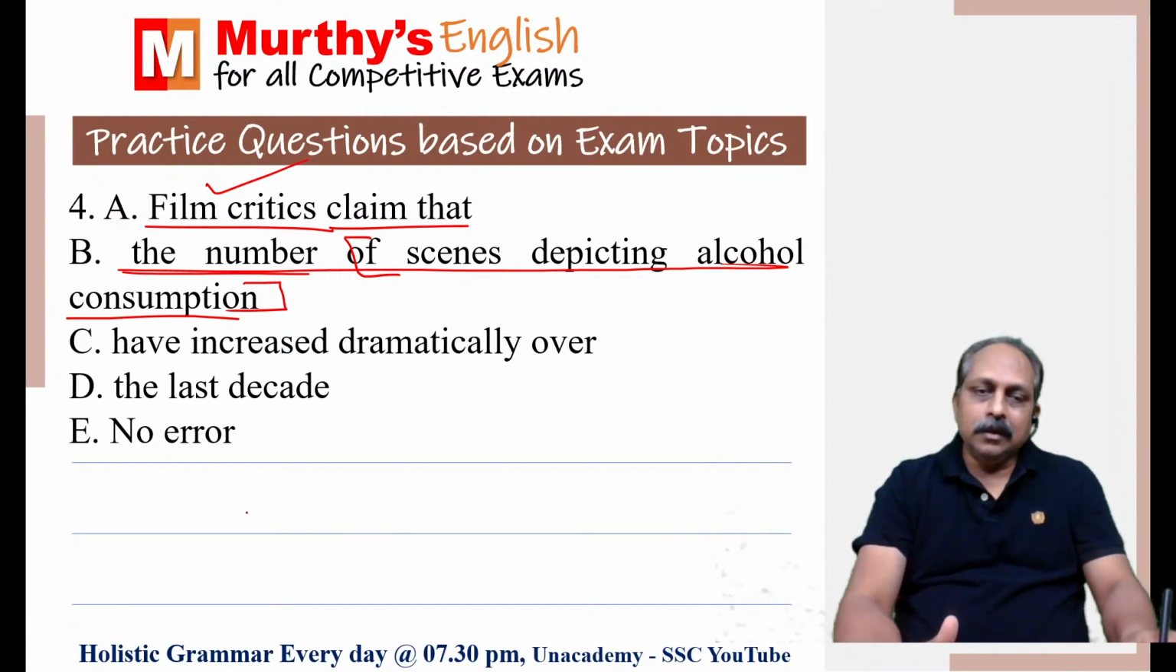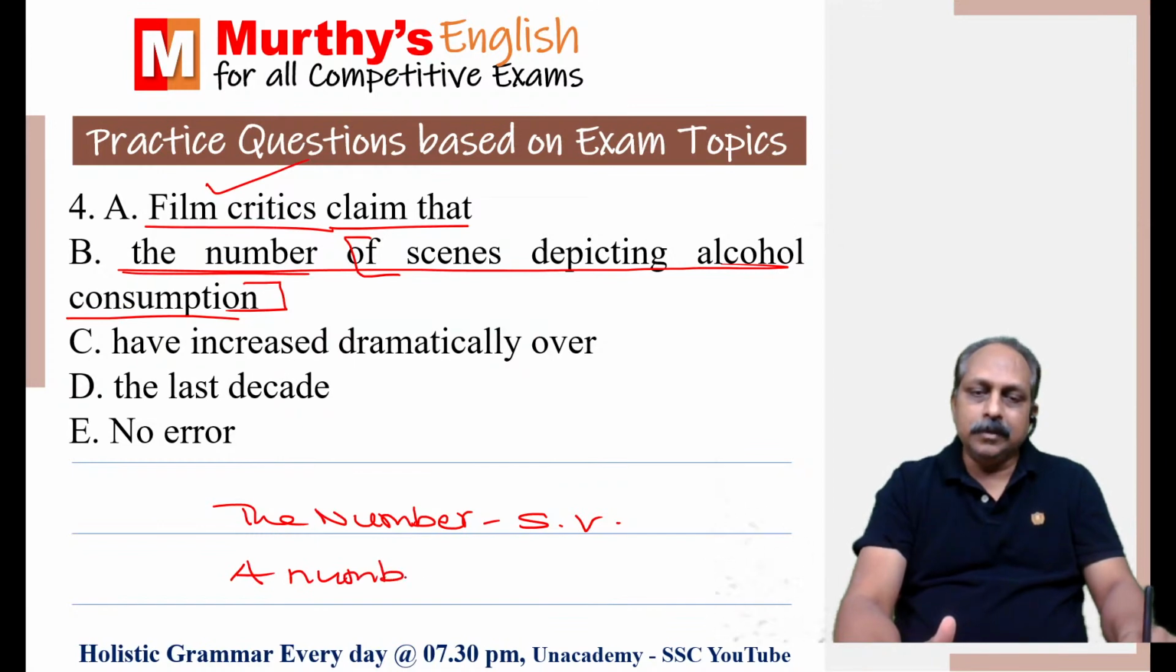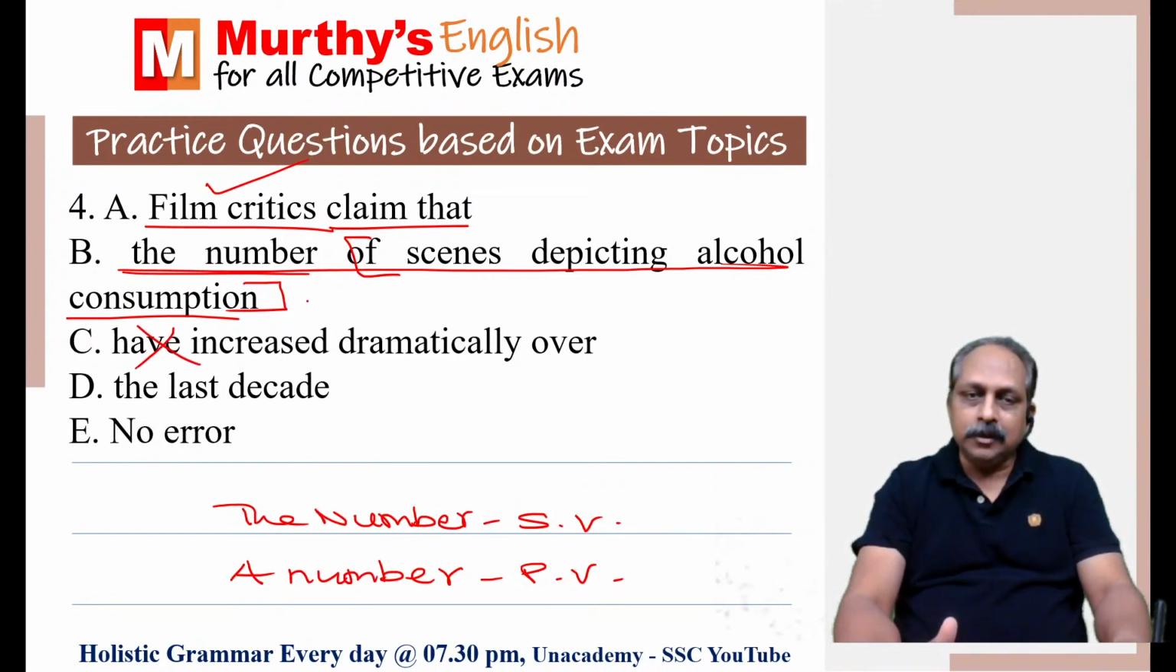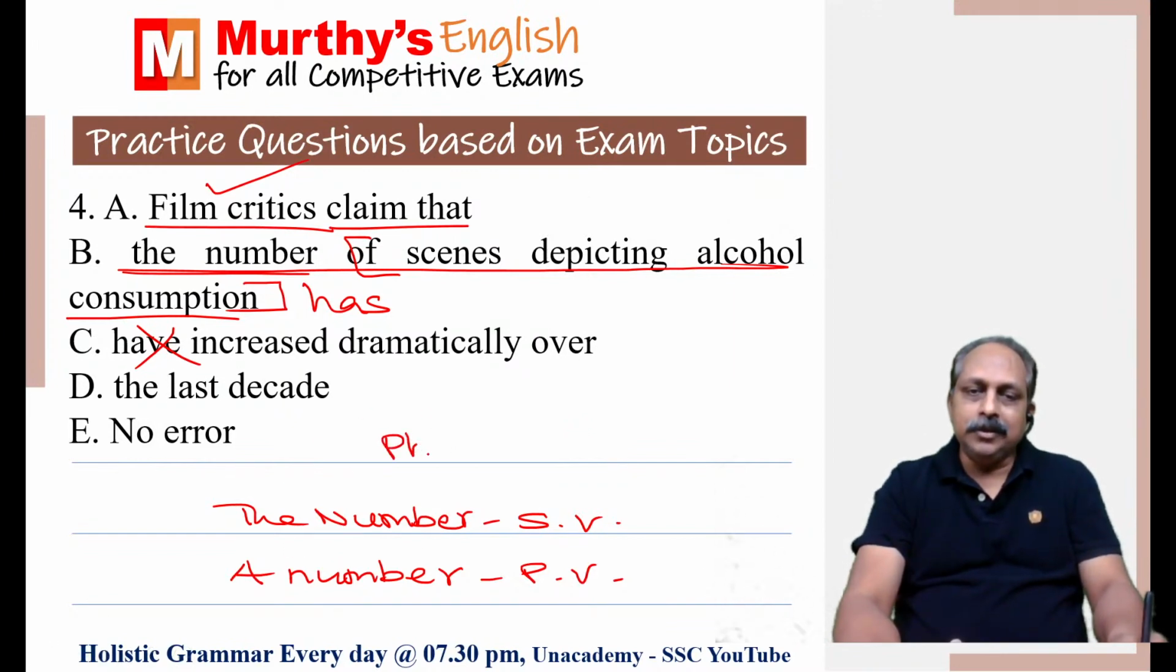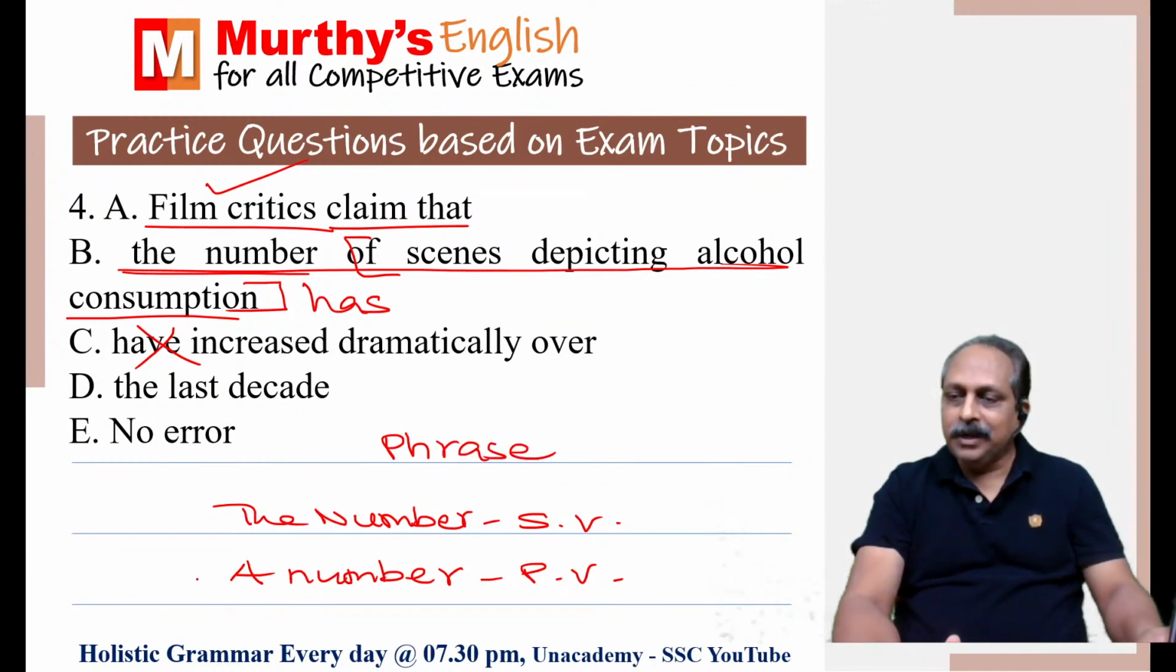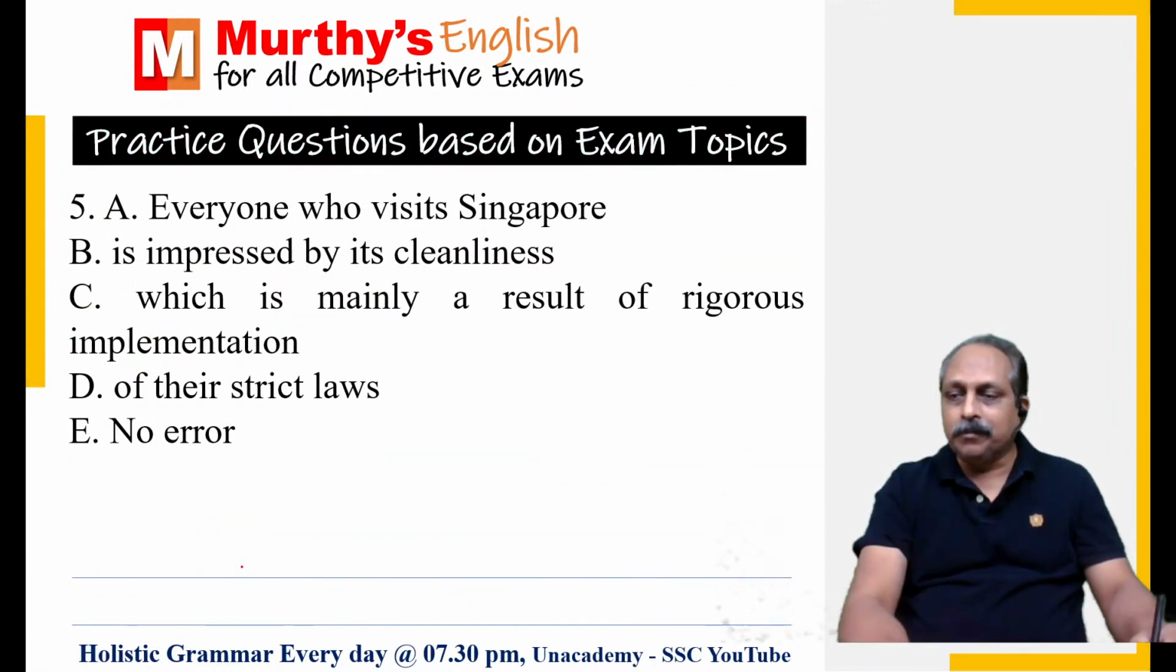What is the difference? The phrase the number takes a singular verb. The phrase a number takes a plural verb. Here, the number, we cannot use a plural verb. It should be the number of scenes depicting alcohol consumption has increased. In the battlefield, everything seems to be challenging. That is right. So, what is this question about? This question is about a phrase related. You have to know certain phrases. Quite often, they ask questions based on those phrases. Now, go to question number 5.